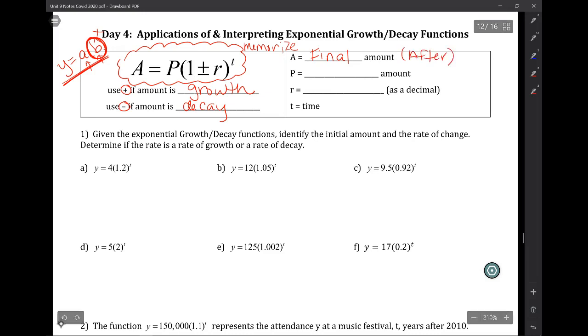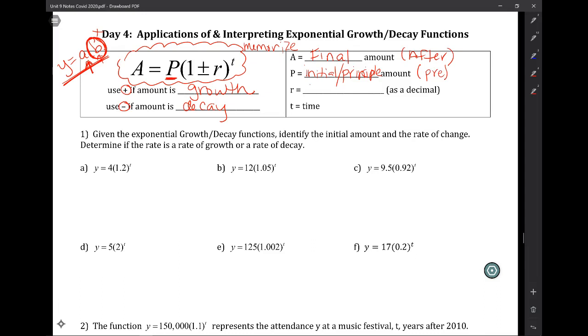The P, what we used to consider our initial amount or our y-intercept, is actually still exactly what it is. It is our initial or principal amount. P-R-I-N-C-I-P-L-E. Principal amount, hence why they use the letter P, standing for principal or initial amount. But a lot of my students call this the pre-amount. Okay, so how much did you start with, your pre-amount?